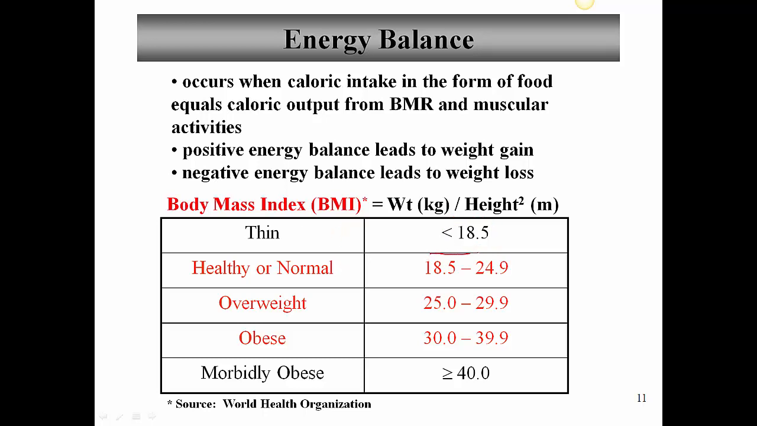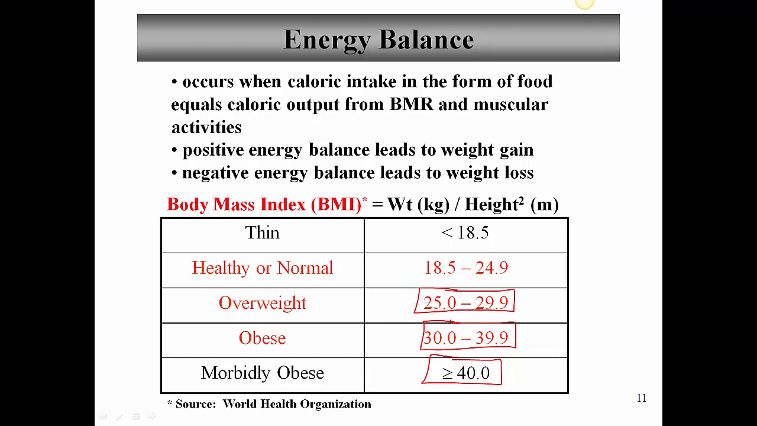Somebody who has a healthy or normal body mass index has a BMI between 18.5 and about 24.9. So something less than 25 and greater than 18.5. Overweight is considered 25.0 to 29.9. Obese, 30.0 to 39.9, and morbidly obese, anything greater than a BMI of about 40. So these categories are important for you to know.